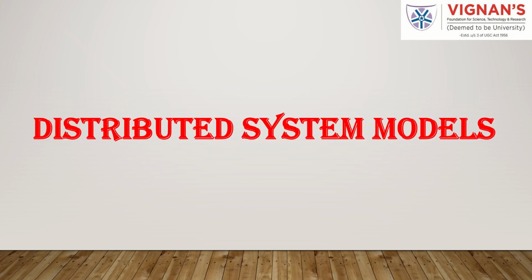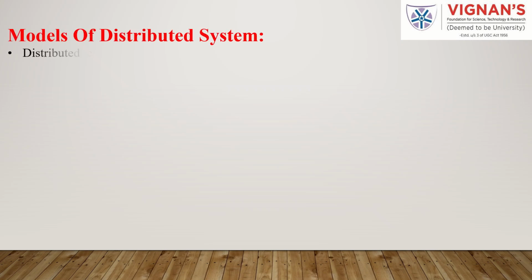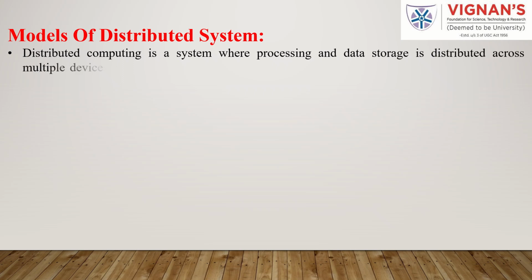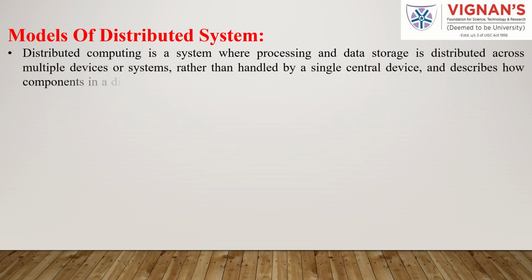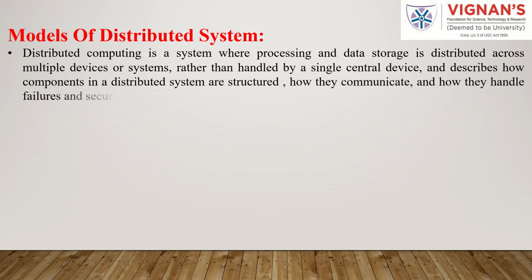In this video we are discussing distributed system models. Models of distributed system. Distributed computing is a system where processing and data storage is distributed across multiple devices or systems, rather than handled by a single central device, and describes how components in a distributed system are structured, how they communicate, and how they handle failures and security.